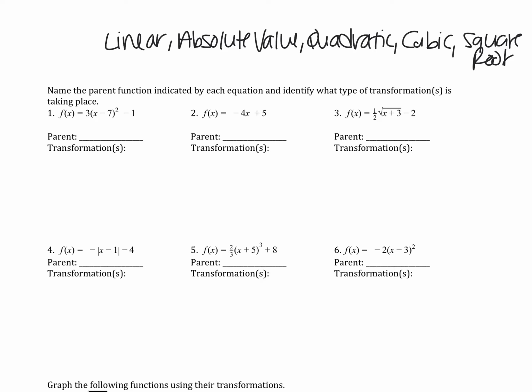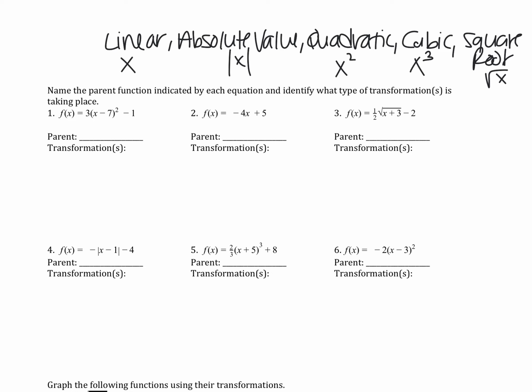So now we need to be able to name the parent function given an equation and identify the types of transformations that are taking place. So above you'll see the 5 parent functions we've been talking about. Linear, so when we are thinking about the equation, we will just see x, no exponent, no symbols. Absolute value, we'll see absolute value of x. Quadratic, we'll see an exponent of 2. Cubic, we will have an exponent of 3. And square root, we will have the square root symbol. So that gives away which type of function it is.